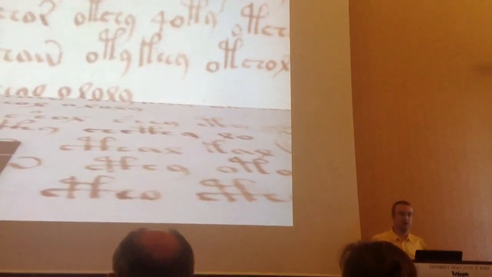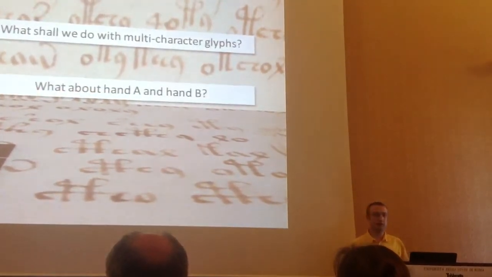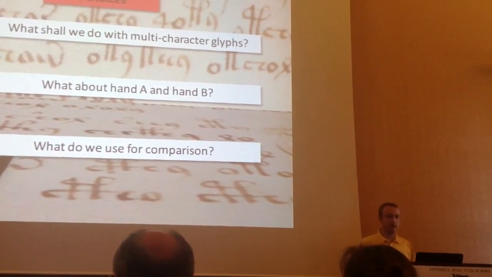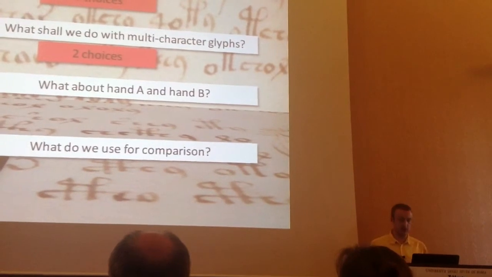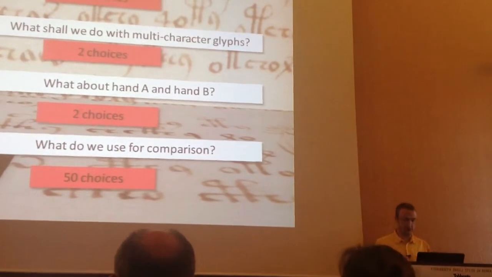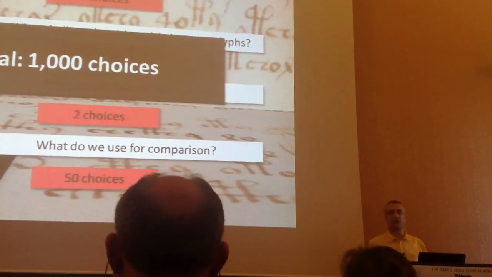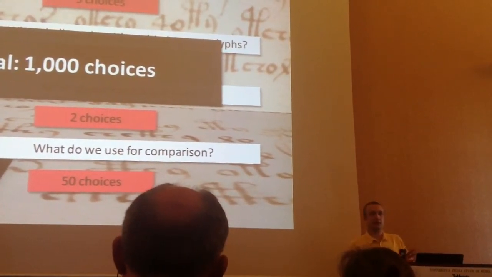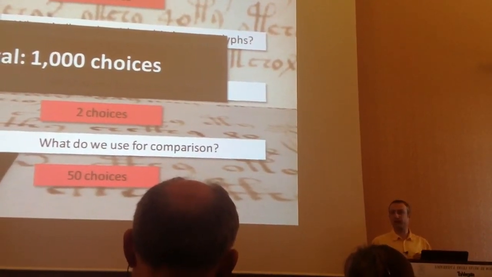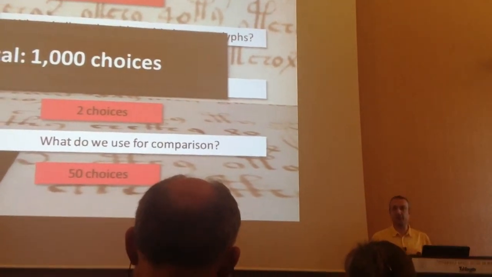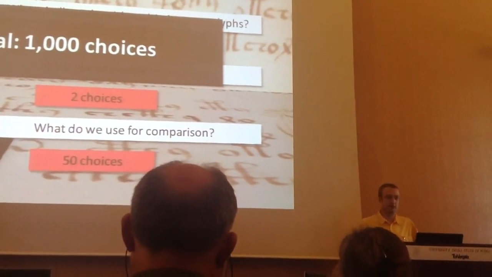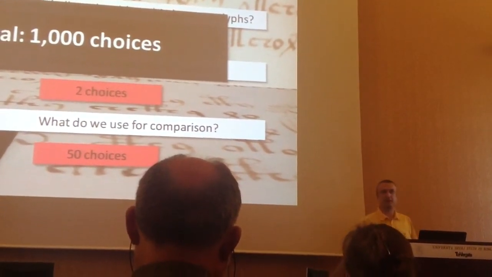Well, if we look at these 4 problems, problem number 1, transcription, we have at least 5 choices. For the multi-character glyphs, at least 2 choices, and here again 2. If we multiply all these choices, we easily get a total of 1,000 choices, and I'm only talking about the different variants of the same text. It should be clear that this makes the whole thing quite complicated, because for every choice you get a different result if you make a statistic. There's no doubt about that.